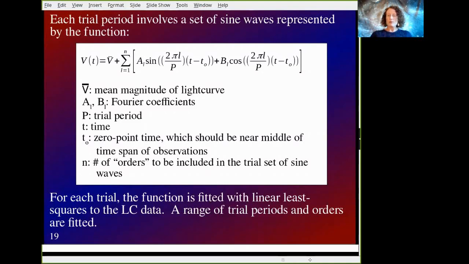You put in a trial period, P, and then you have the time of your data point. You also pick a zero point time, and that's T0. And then the number of orders, and that's what you're summing over, the number of orders to be included in the trial set of sine waves. So the more orders you have, the more sine waves you are including in your attempt to fit the light curve. And so it can become very complex very quickly, but this is how you would work that out. So for each trial, the function is fitted with a linear least squares to the light curve data. And then a trial range of periods and orders are fitted. And so again, you have to try a bunch of different trial periods in order to see which one turns out to be the best.